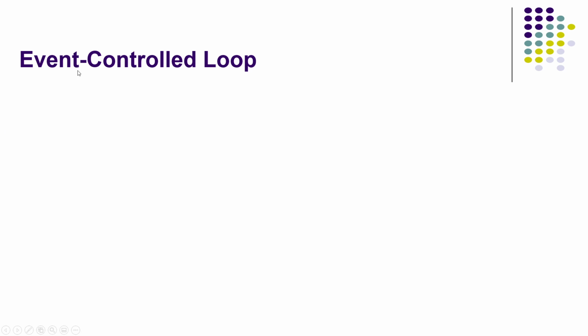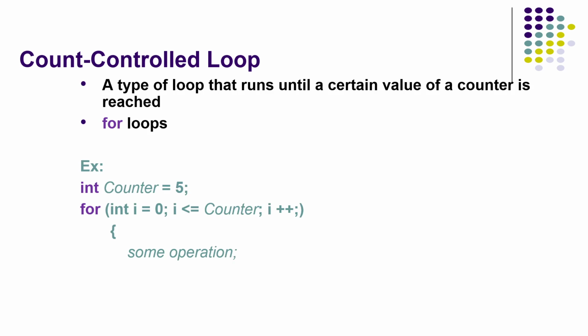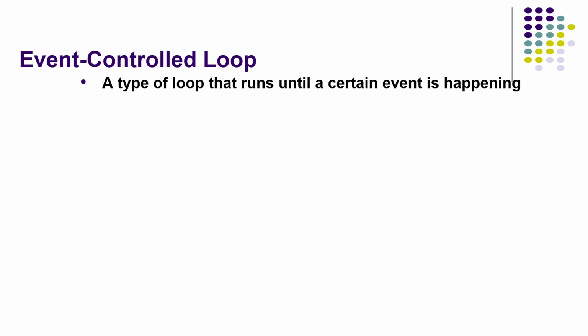So now we're going to be talking about event control loops. Unlike count control loops, event control loops rely fully on the event that's happening. So let's see this. It's a type of loop that runs until a certain event is happening. If you remember, the count control loop runs until a certain value of a counter is reached. This one runs until a certain event is happening.